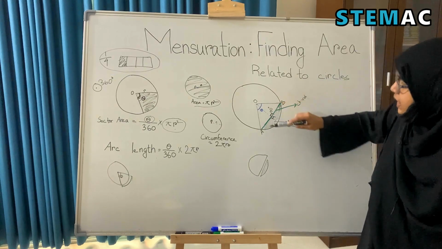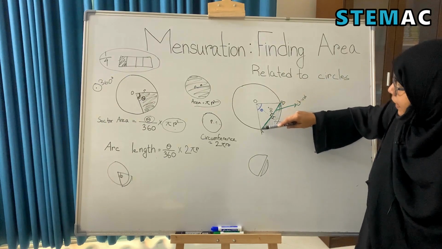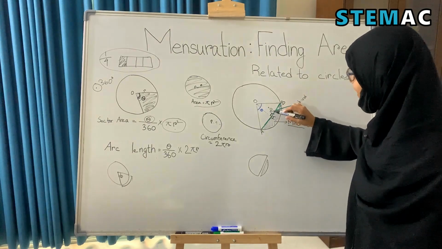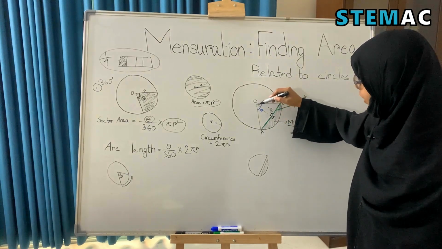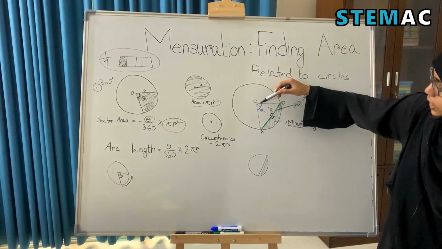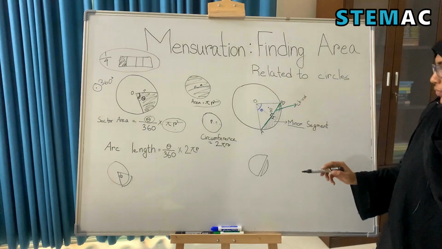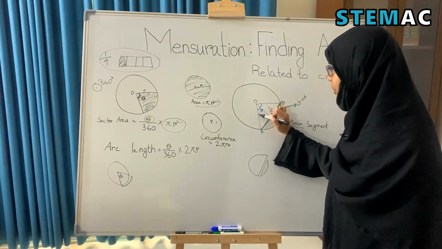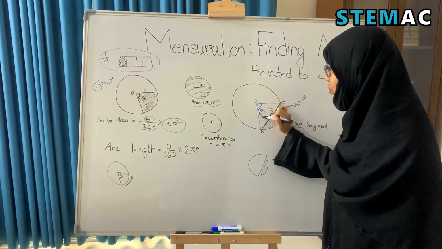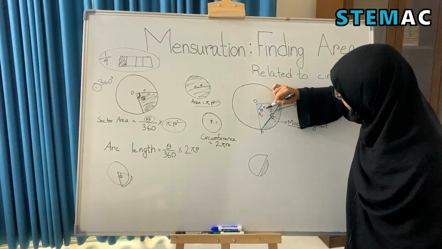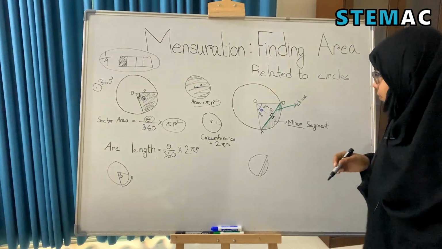Here angle theta is the AOB angle. It's also bisecting this angle when we draw the line OM from the center of the circle to the midpoint of the chord. That means this part of the angle is theta by 2, and this part of the angle is theta by 2.